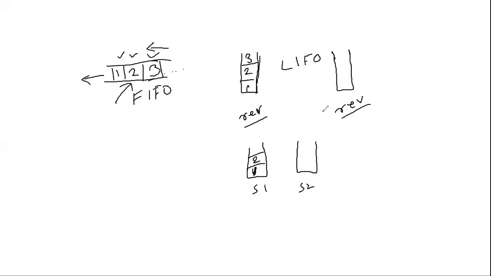Suppose before pushing 3, somebody asked me to pop, give me the pop value. So what will you do then? So I was pushing everything in S2 and then popping out. So you remove from here, and then you push it here, 2 and 1, and then you popped this guy. Yeah, that's how I did it. Returned 1.